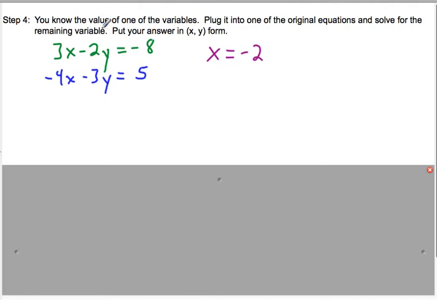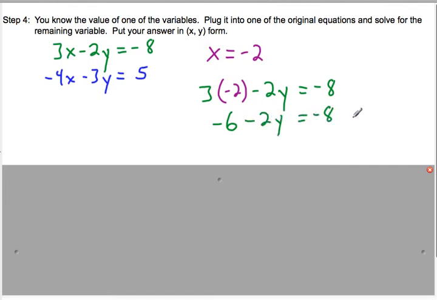Step 4, you know the value of one of the variables, which is right here. Plug it into one of the original equations and solve for the remaining variable. It doesn't matter which one I choose. Sometimes one of them looks easier than the other. In this case, neither of them jump out as being particularly easy, so I'll just use the green one. So we have 3 times -2 minus 2y equals -8. So this becomes -6 minus 2y equals -8.